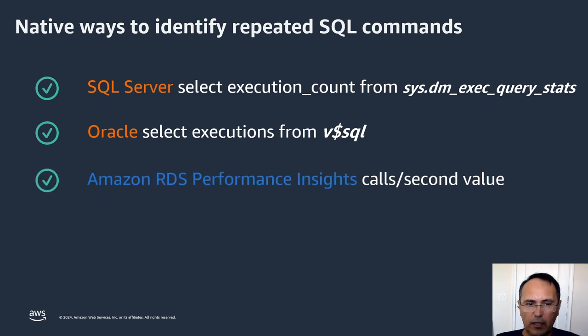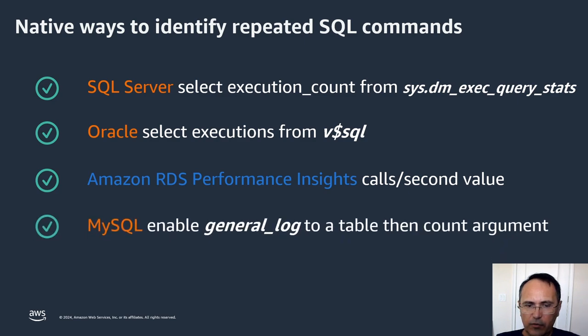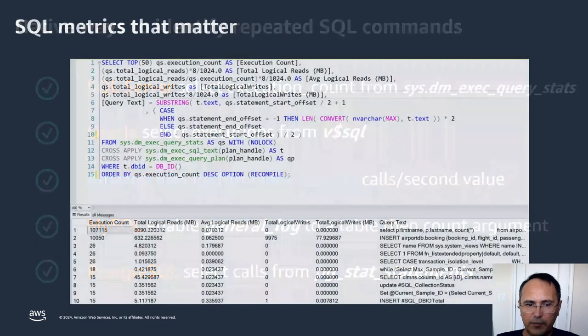If you're already in Amazon RDS, then you can use Performance Insights to find out how many times the same query had been executed, basically calls per second. If you're on MySQL, you have to enable the general log to a table and query from there. And if you're on Postgres, then you just have to select from the pg_stat_statements table. You will find the information in there about the number of times the SQL has been executed and the nature of the work that it has done, as in ratio of read to write.